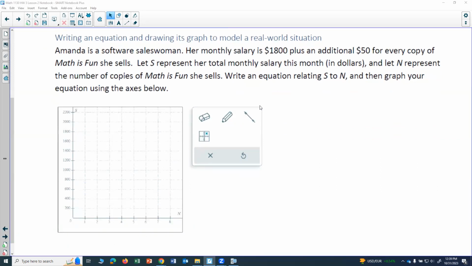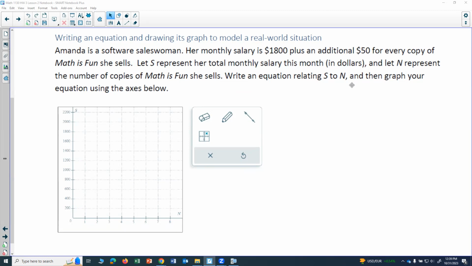In this example, we are told that Amanda is a software saleswoman. Her monthly salary is $1,800 plus an additional $50 for every copy of Math is Fun that she sells. Let S represent her total monthly salary this month in dollars, and let N represent the number of copies of Math is Fun that she sells. Write an equation relating S to N, and then graph your equation using the axes below.